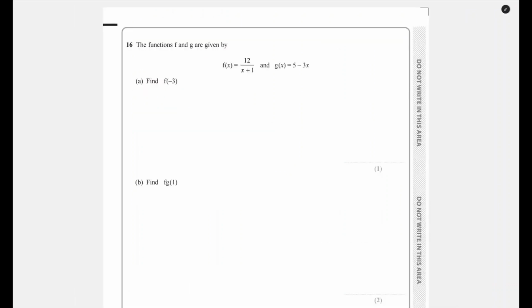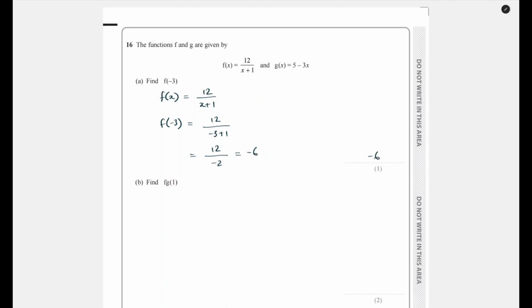Question 16 says the functions f and g are given by f of x is equal to 12 over (x plus 1) and g of x is equal to 5 minus 3x. Part A asks us to find f of minus 3. So we have our f of x function, 12 over (x plus 1), and it's asking us to work out f of minus 3. Anywhere we find x in our function, we're going to replace with minus 3. So that's 12 over (minus 3 plus 1). That's equal to 12 over minus 2, and that's equal to minus 6. So f of minus 3 is equal to minus 6.